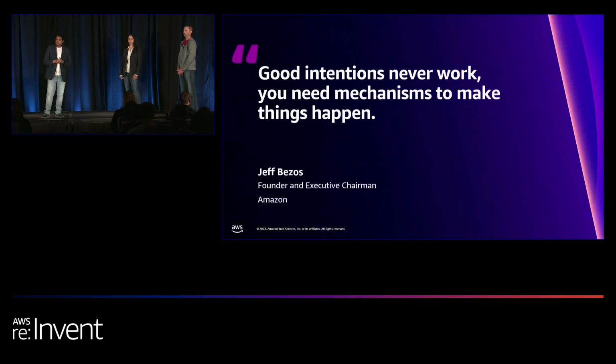So now we have talked about the categories. At Amazon, we believe in building mechanisms for recurring problems.